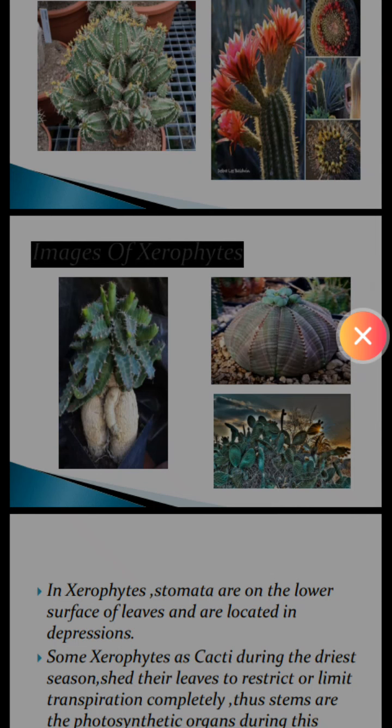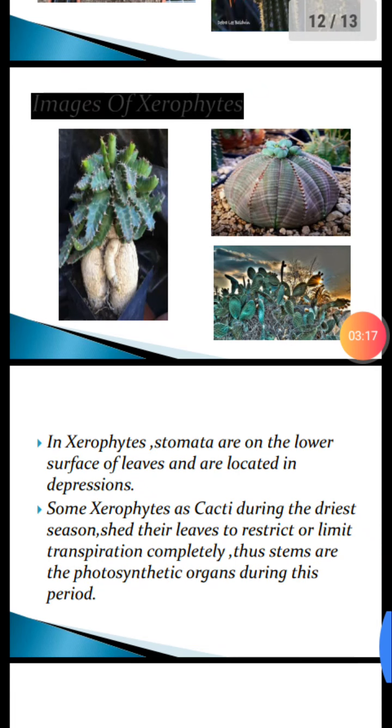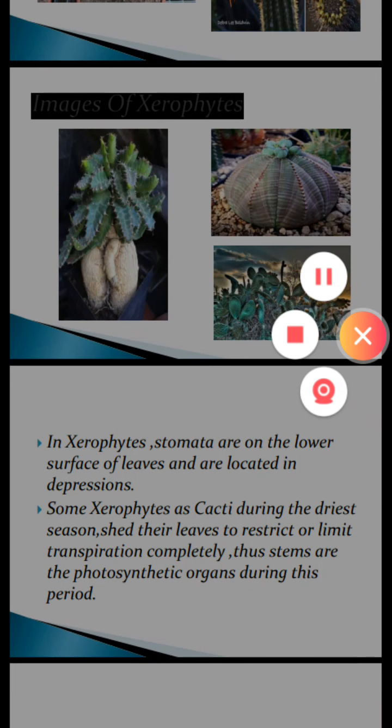In xerophytes, stomata are present on the lower surface of leaves and they are located in depressions. Why are they on the lower surface? That is less exposure, so less water will be evaporated. Some xerophytes like cactus, during the driest season, shed their leaves to limit transpiration completely. Their stems are photosynthetic organs during this period.